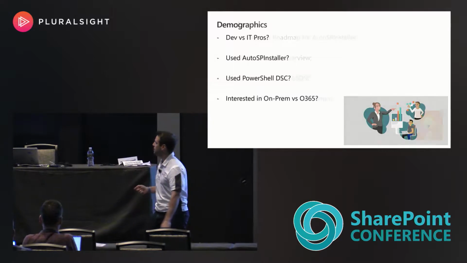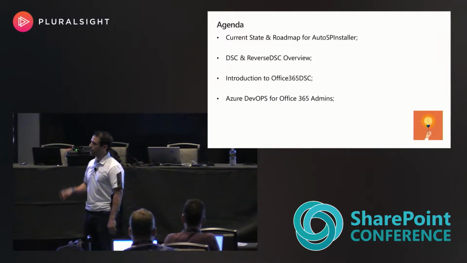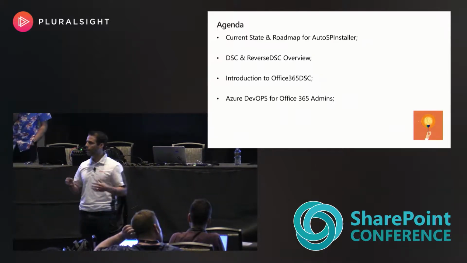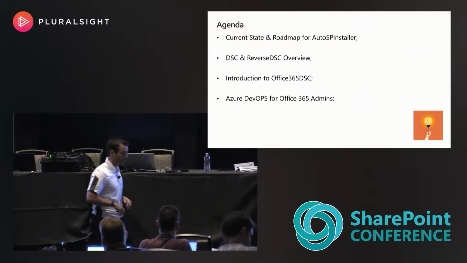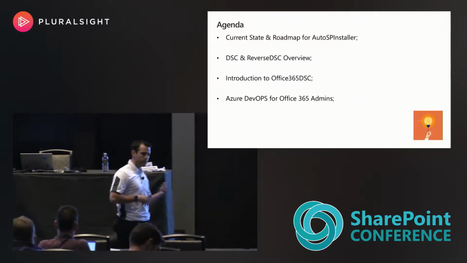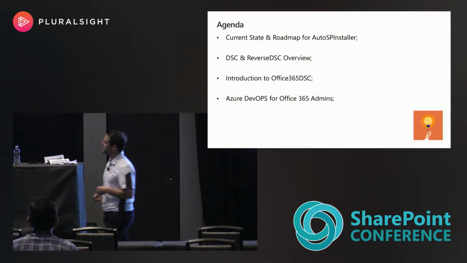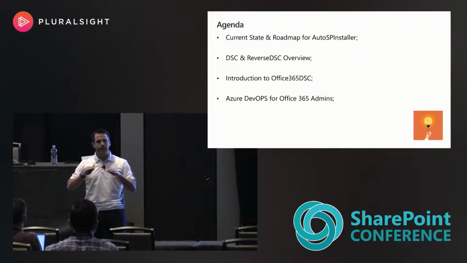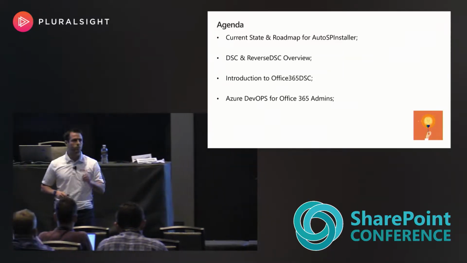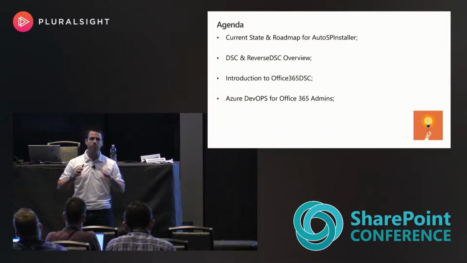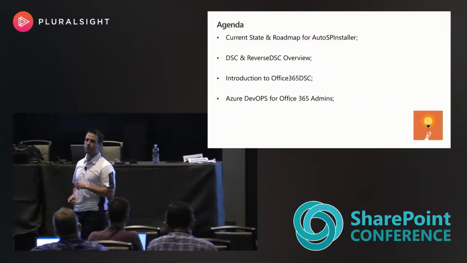OK, that's good. So the agenda for today: I'm going to let Brian give you an overview of where we're at with AutoSPInstaller and what's happening with the project. The project's been around forever. We've made some changes, and we're going to talk quickly about what the future looks like for AutoSPInstaller. Then I'm going to do a quick overview of PowerShell desired state configuration. I know some of you are already familiar with the tool, but it's important for the rest of the audience to understand the basics before we move on to the demos.